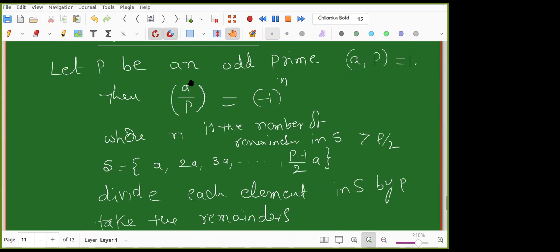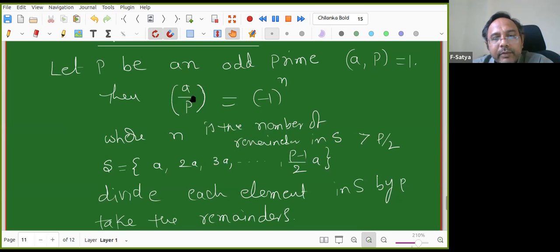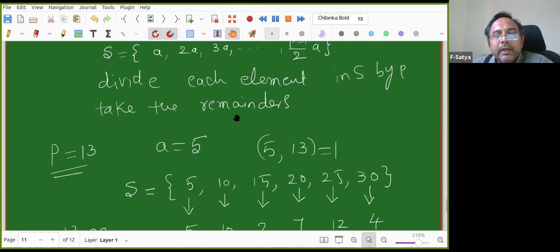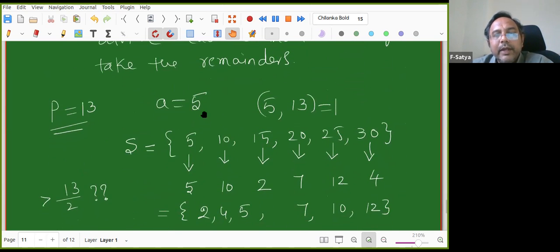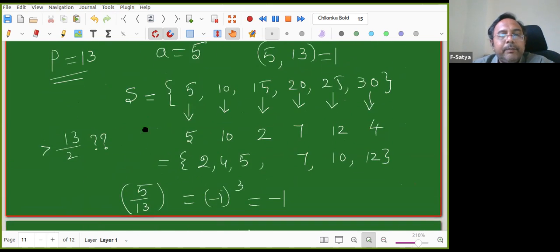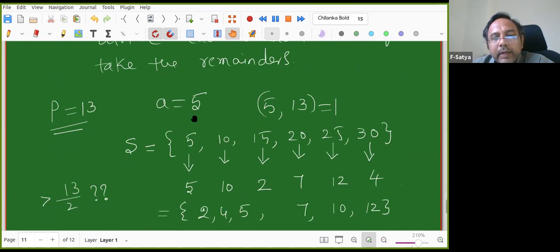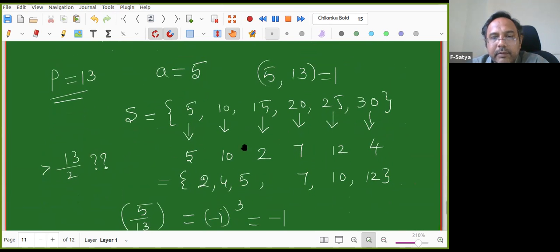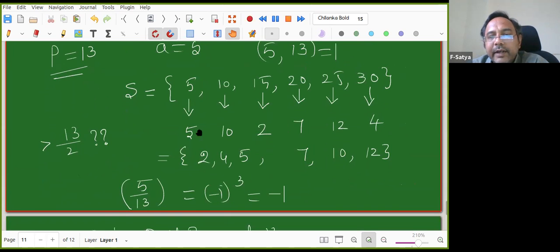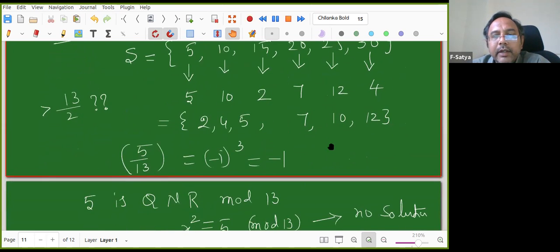This is 1 if a is a quadratic residue, and it is -1 when a is a quadratic non-residue. So I took p equal to 13, a equal to 5. I want to check whether a is a quadratic residue or non-residue, that means I want to find the symbol (5/13). So I apply the Gauss algorithm: multiply a to each of these, then take the remainders. I got these. Then I check how many of them are greater than 13/2.